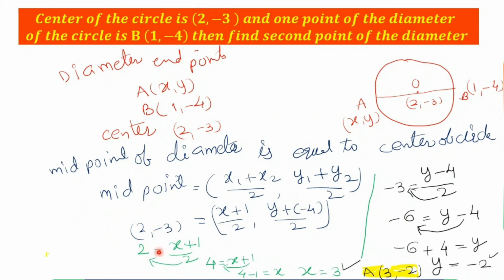So 2 equals (x plus 1) by 2. The 2 in the denominator is transposed to the left side: 2 times 2 is 4. 4 equals x plus 1. 4 minus 1 is equal to x. x is equal to 3. Second one: minus 3 is equal to (y minus 4) by 2. Minus 6 is equal to y minus 4. Minus 4 is transposed to the left side. Minus 6 plus 4 equals y. y equals minus 2. Therefore A is equal to (3, -2).